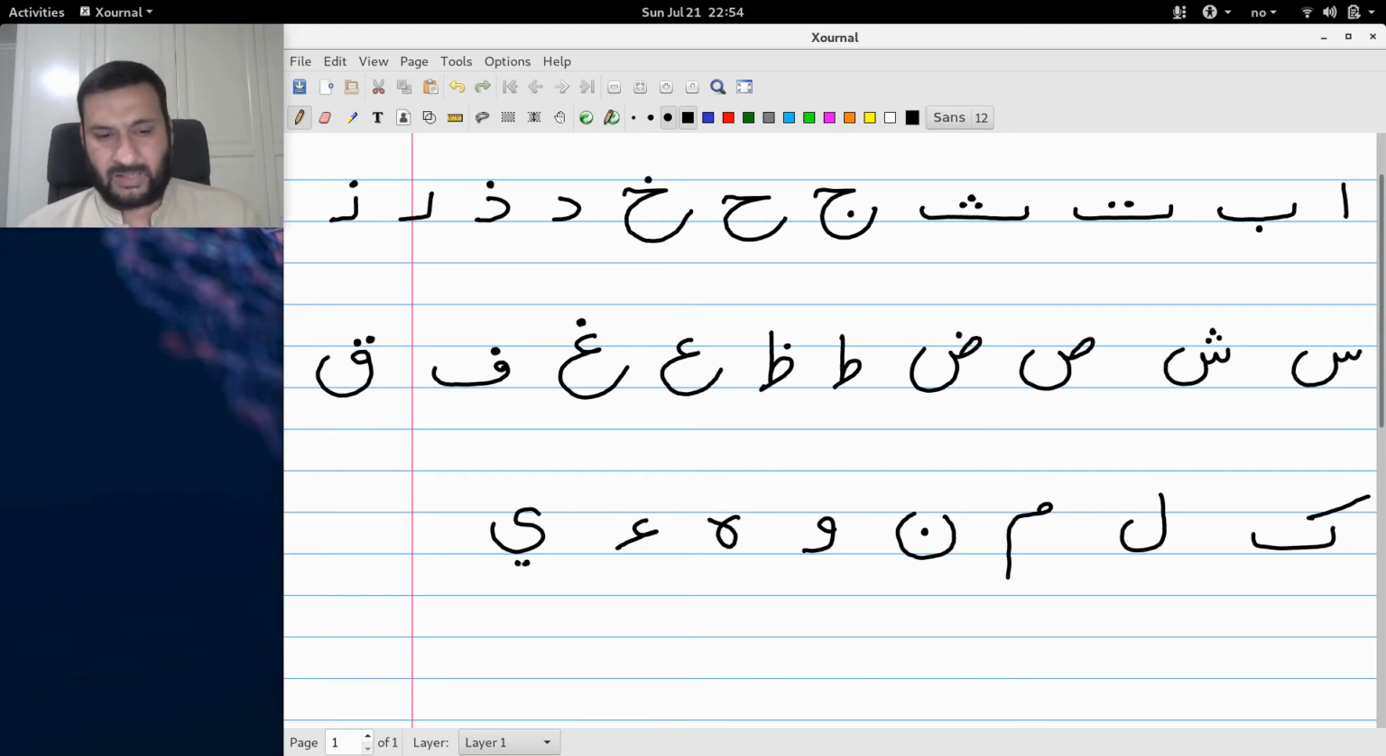Some letters sometimes have a different way of writing. Just so you know. The first thing is Ta. Ta will sometimes appear as the round Ta. It's called Ta Marbuta. So this is what you will see sometimes. Dal can sometimes appear like this. Dal can also sometimes appear like this with the dot here right on the line.